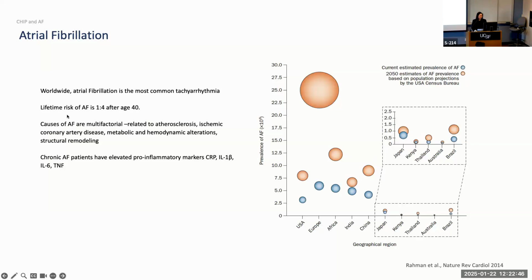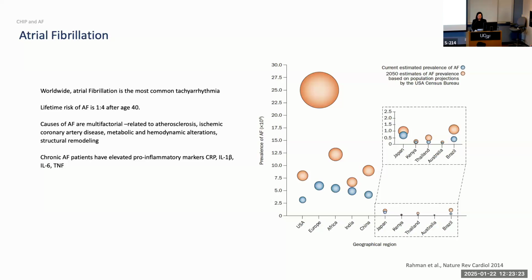This is a fact that I always found a little mind-boggling, but I think it's confirmed. The lifetime risk of atrial fibrillation is about 1 in 4 after the age of 40, so highly prevalent as well. When we look at the causes of atrial fibrillation, it's multifactorial. These also relate mostly to atherosclerosis and ischemic heart disease. We can look at metabolic derangements as well as hemodynamic alterations and structural changes that can lead to the pathogenesis of atrial fibrillation. But if we look more at the molecular level, we're beginning to understand that pro-inflammatory states also play a role in atrial fibrillation pathogenesis.